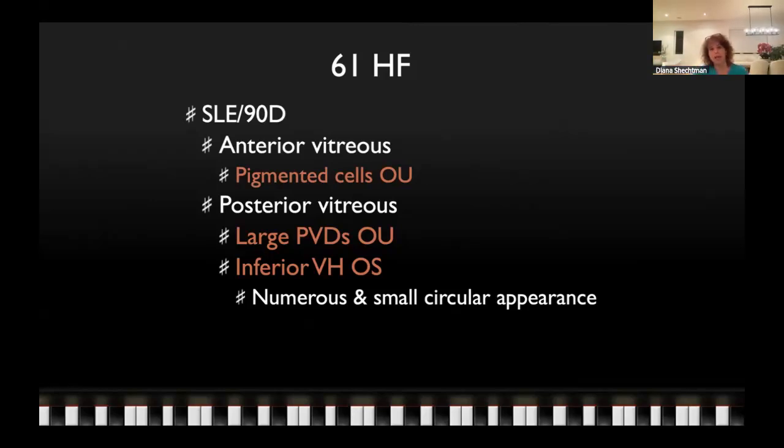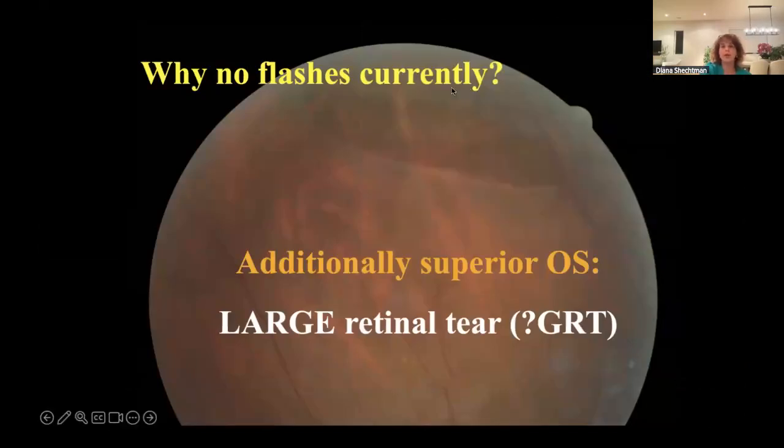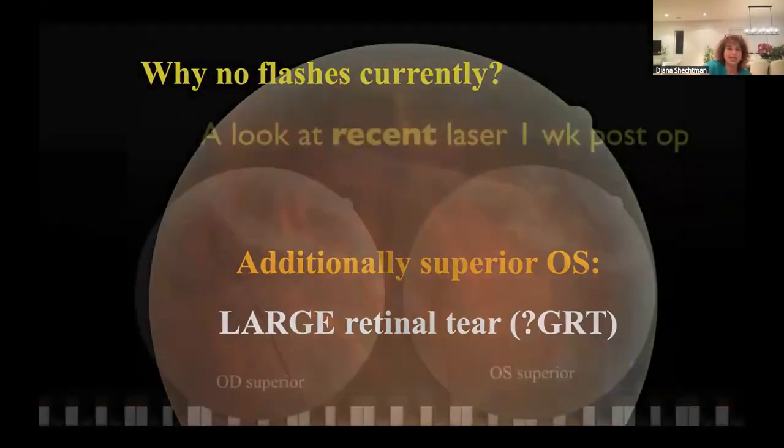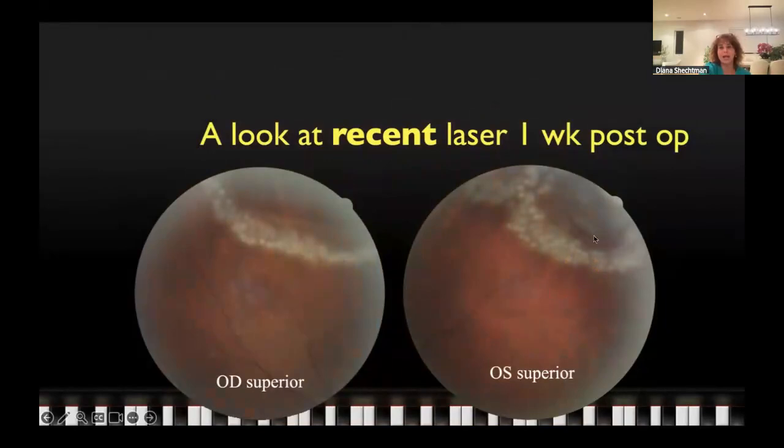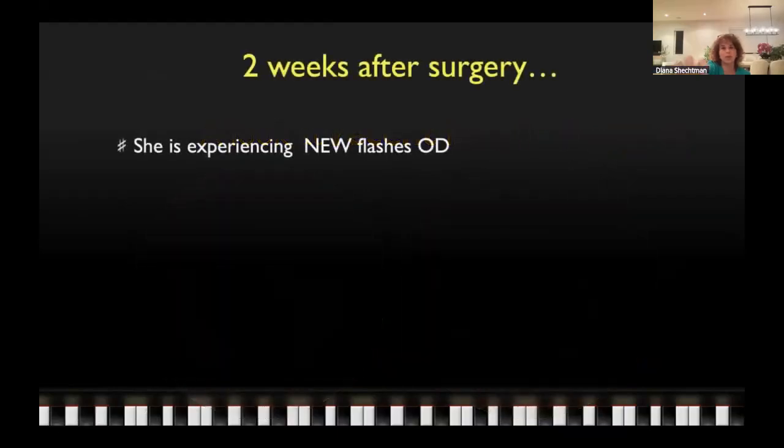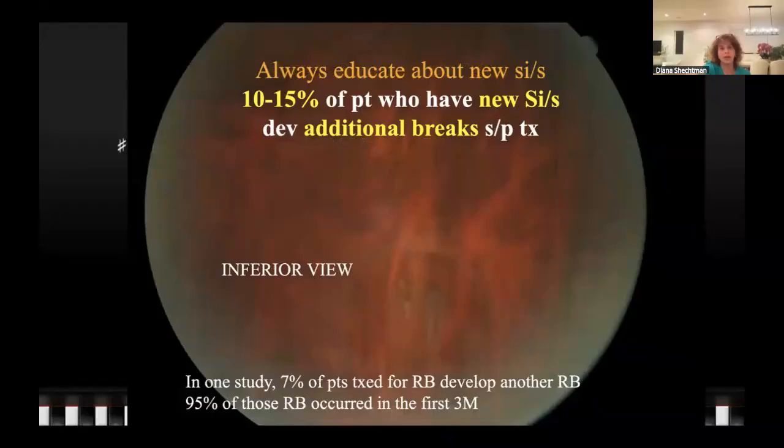Pigmented cells on this patient in the anterior vitreous, posterior vitreous, you have a large PVD, inferior hemorrhage. Very large tear. I would call this technically almost a giant tear. In addition, they did have a break in the other eye, again associated with lattice, believe it or not. Laser was done, and even as recent as 1 week post-op will always still give you that whitish appearance before it becomes pigmented. Two weeks after surgery, she's experiencing new flashes in the right eye. And there's your new tear.